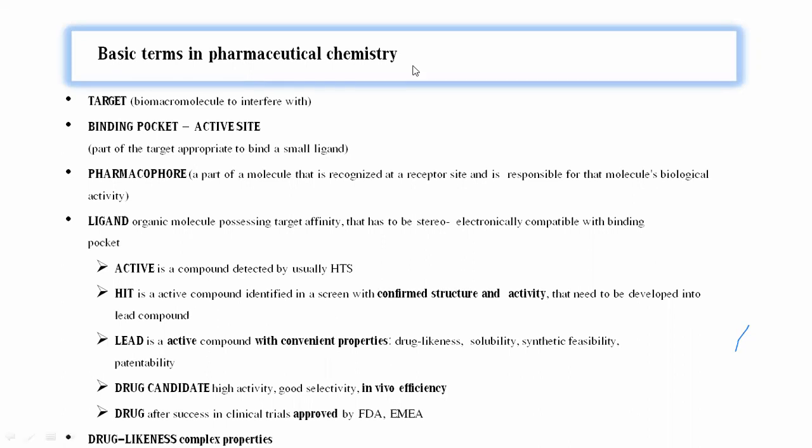Now, before we move towards the study of medicinal chemistry, there are some terminologies. What are those? Number 1 will be a target. Already we have seen it is going to interact with a specific cell, that is the target cell. So what is that? It is a bio-macromolecule. Macro means bigger one. So it is a bio-macromolecule to interfere with. The drug molecule is going to act, going to react, going to bind with a bio-macromolecule, which is known as the target molecule or target cell, we can say.